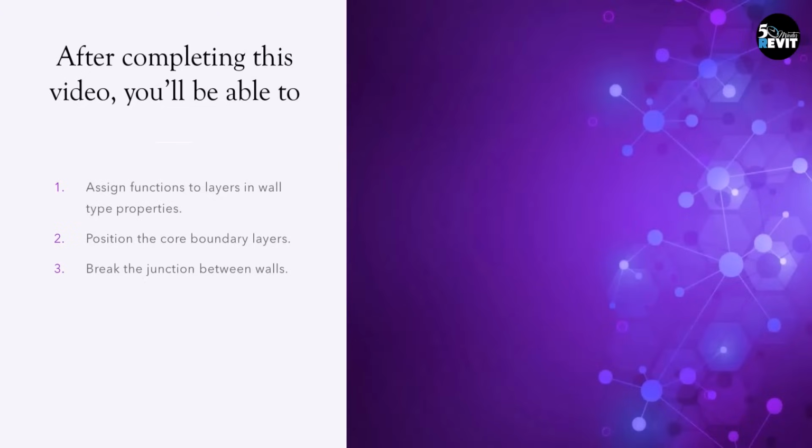In this video, we'll see how to assign function to layers in a wall type and position the core boundary layer to control the cleanup between walls when they are joined in the model. We also will see how to stop walls from joining when the junction is not required.